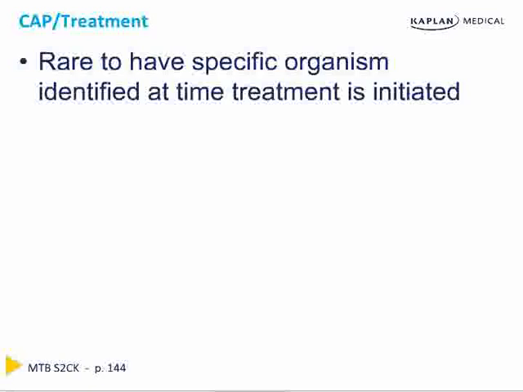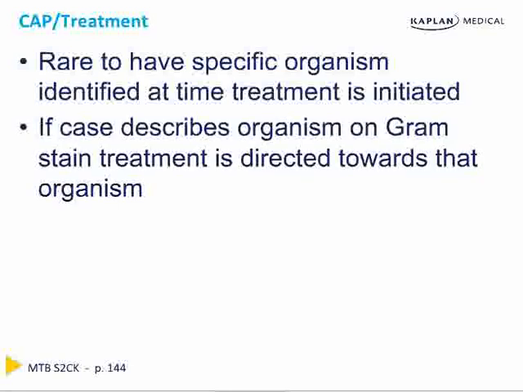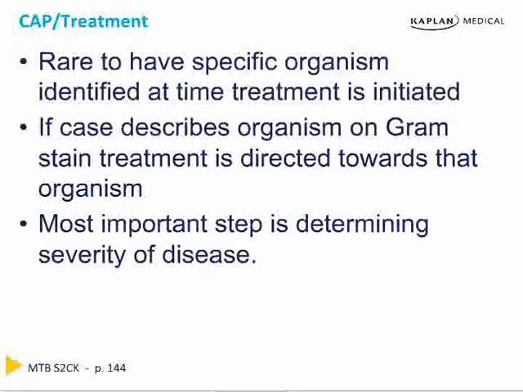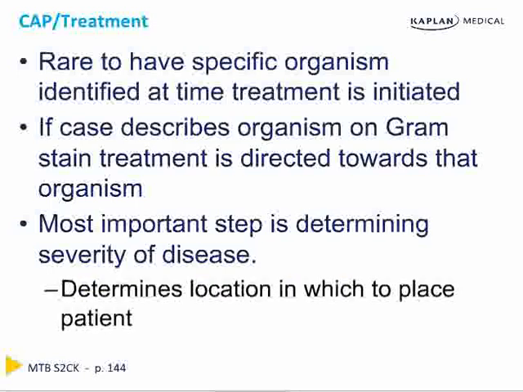Moving on to management of community-acquired pneumonia, there are several important points to remember for step 2. The first is that it is rare to have a specific organism identified at the time that treatment is initiated. However, if you do develop a certain organism on gram stain, you can then begin to narrow your antibiotics toward that particular organism. Overall, the most important step in determining management is to determine the severity of the disease. This is going to tell you in which location to treat the patient, either in the hospital or as an outpatient.